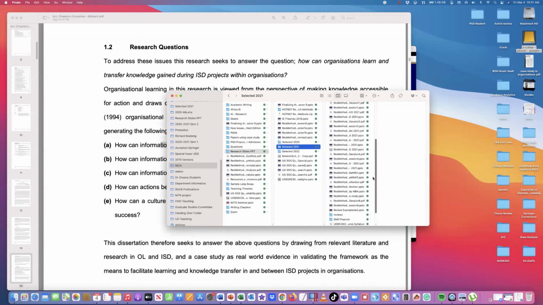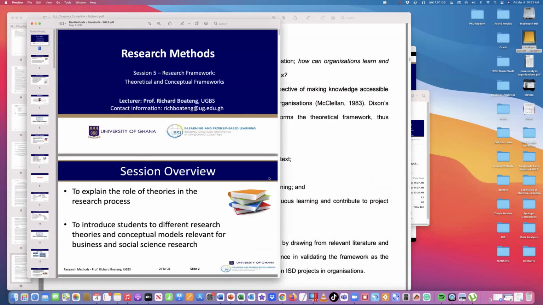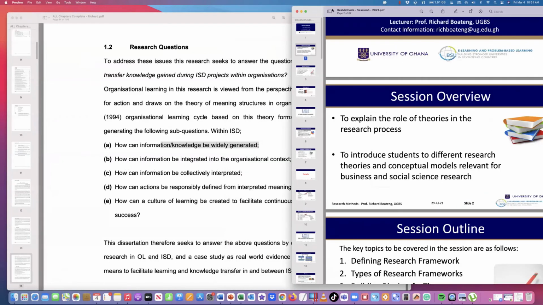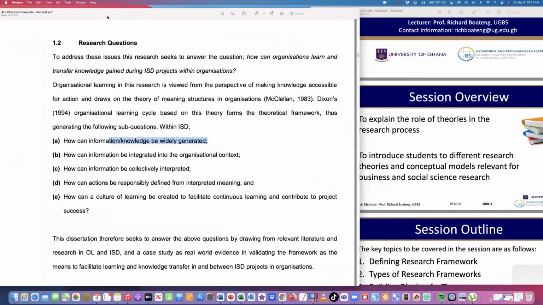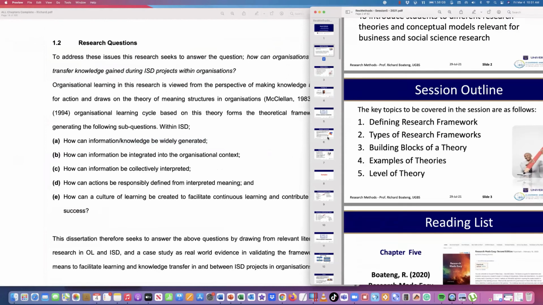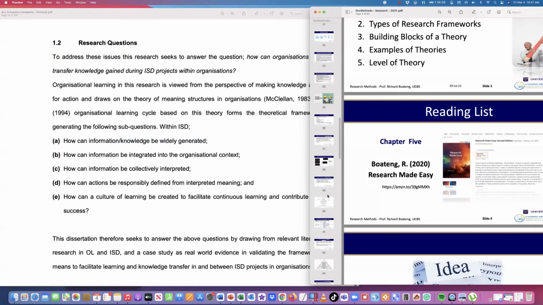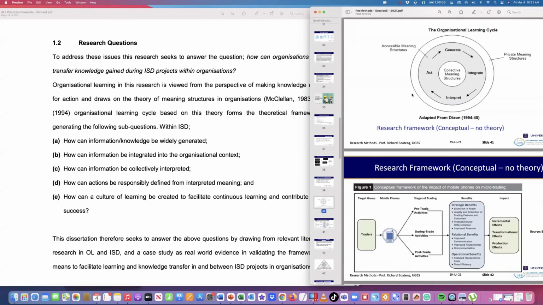So let me just show you something. I told you that this is theory. You are looking at Dixon's organizational learning cycle as my research question, and then you are looking here. I want to open Dixon's organizational learning cycle, which is based on a theory of meaning structure. So this is Dixon's cycle.